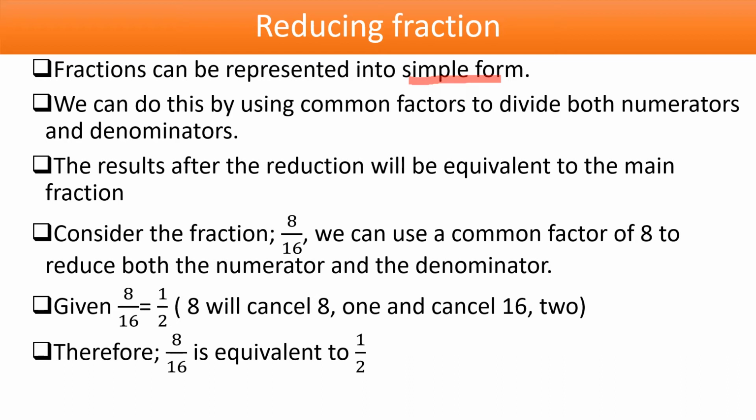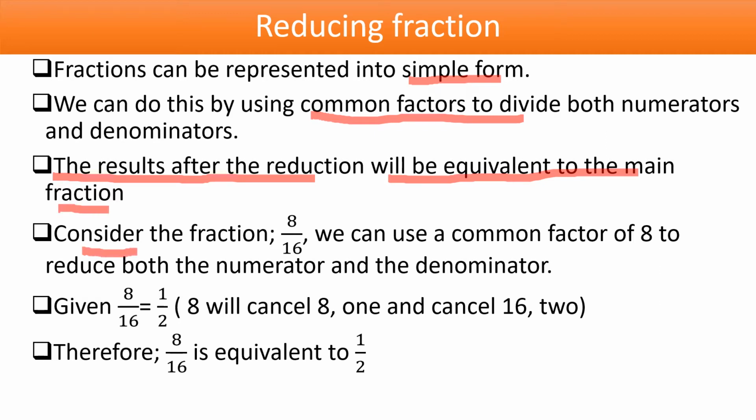We can reduce fractions by dividing both the numerator and denominator of the fractions by a common factor. So we have to get a common factor which can divide both the numerator and the denominator. So always the factor you get should be able to divide the numerator as well as the denominator. So the result that we will get will be the reduced fraction, and it will be equivalent to the main fraction.